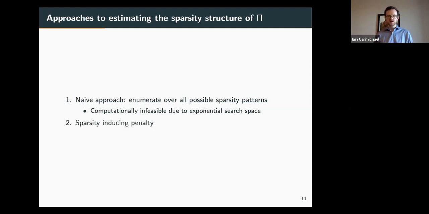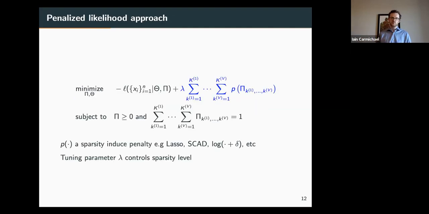So we're then going to turn to a sparsity-inducing penalty. We're going to consider the following penalized maximum likelihood problem, where we're maximizing the likelihood. I've added on some penalty term, and we're penalizing each entry of the pi matrix, or multi-array, sorry. I've also written out the constraints. The blue part is the only thing that's new from the basic setup. But I have written out the constraints here to emphasize that the entries of the pi matrix are positive and sum to 1.